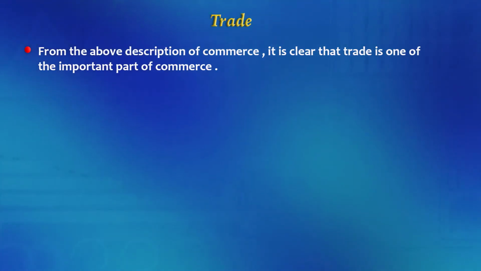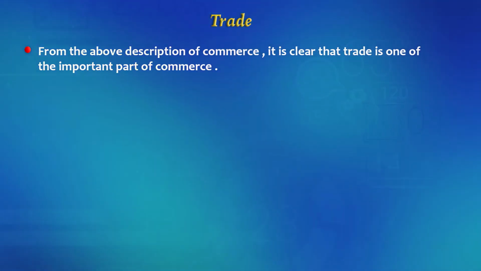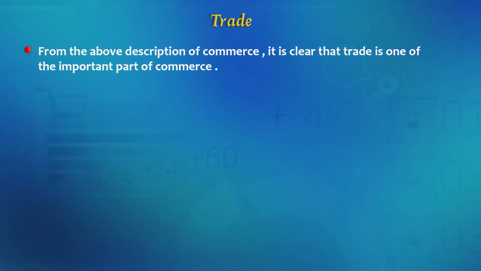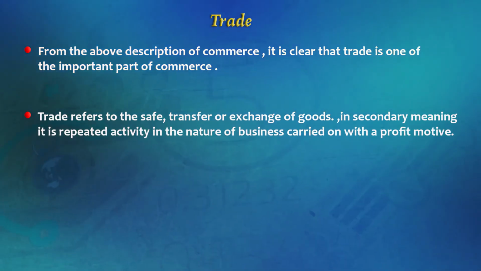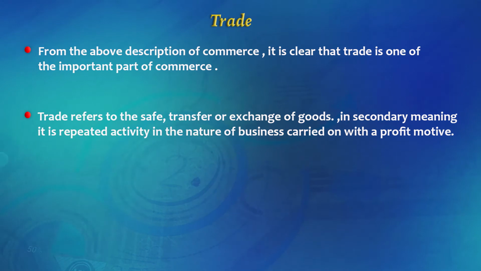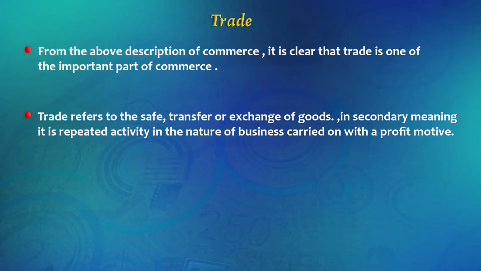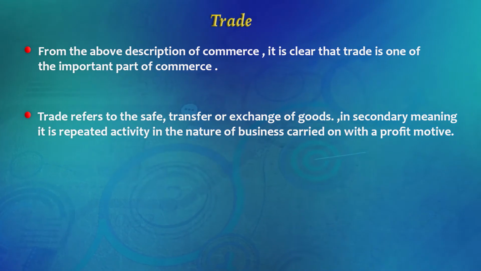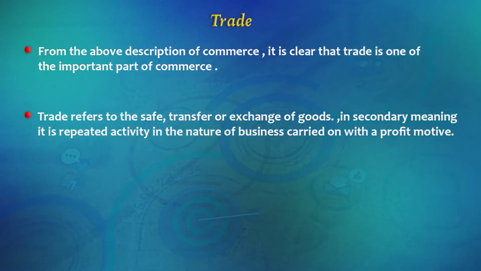Next is trade. We have already learned about industry, and the scope of business is one part industry and another part trade. So now we will learn about trade. From the above description of commerce, it is clear that trade is one of the important parts of commerce. Trade refers to the sale, transfer or exchange of goods. In a secondary meaning, it is a repeated activity in the nature of business carried on with a profit motive.